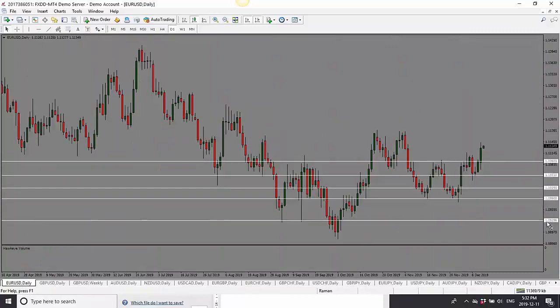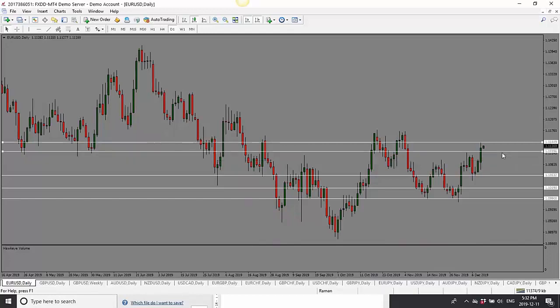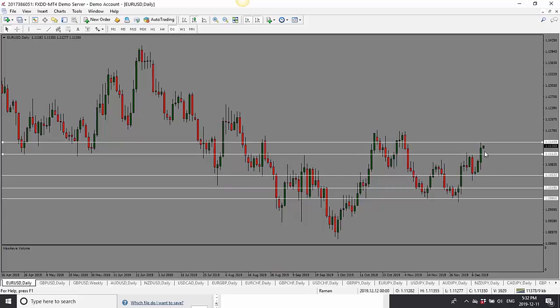Start off with euro dollar. So a big move up in euro dollar here. Most of it had to do with the Fed statement, and with the Fed staying with the expansionary monetary policy, that is negative for the US dollar, and we have seen dollar crosses go up. Hence this big move to the upside.